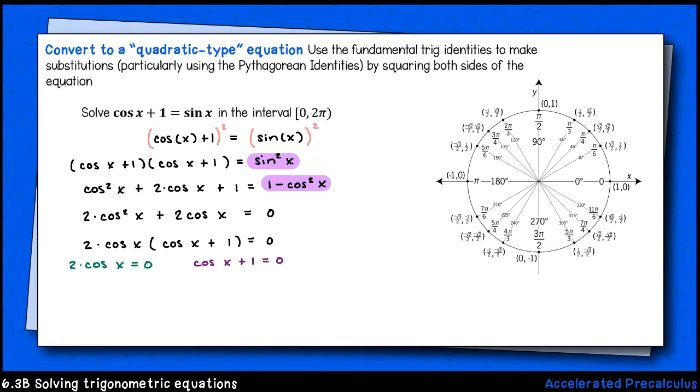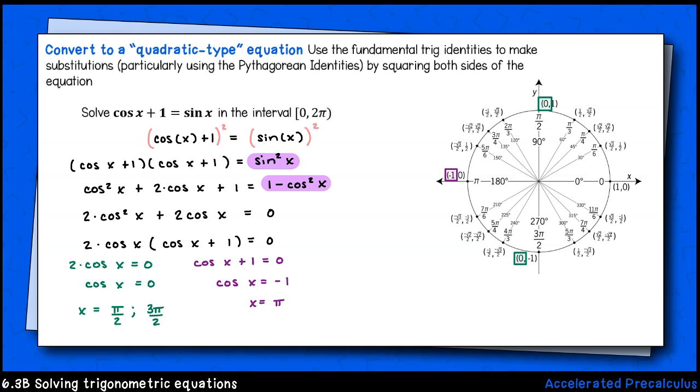Then we'll factor out the greatest common factor from both terms. That will be 2 times cosine of x. Last, we set each factor equal to 0 and solve. On the left, we need the angles where cosine is equal to 0. That will be pi over 2 and 3 pi over 2. On the right, we need the angle where cosine of x equals -1. That will be pi.